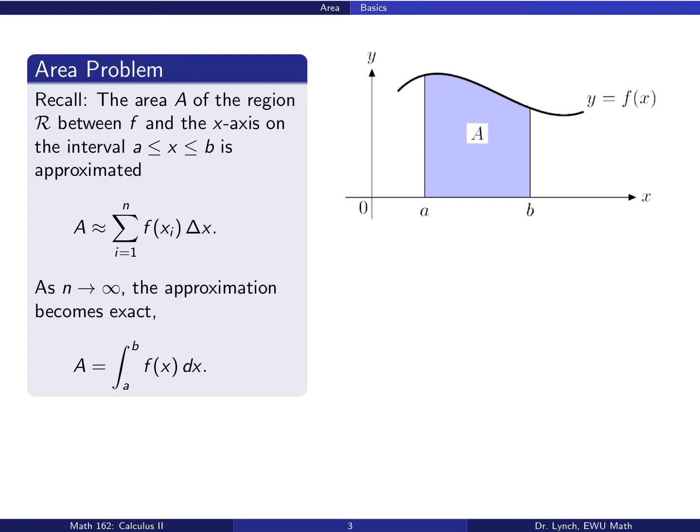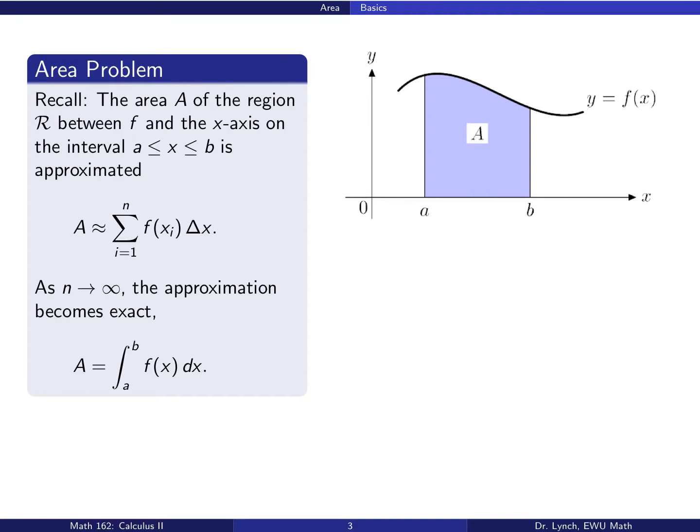So we saw that one strategy to do this is to divide the interval from a to b up into n subintervals of equal width, raise a rectangle on each of those subintervals whose area approximates the area of the according strip, and then let the number of rectangles go to infinity. As the number of rectangles goes to infinity, the approximation becomes exact, and this limit of a Riemann sum becomes a definite integral. So the sum becomes an integral, the x sub i's become x's, the delta x's become dx's.